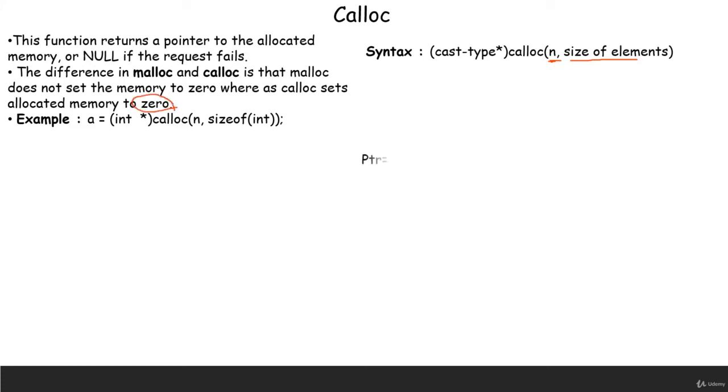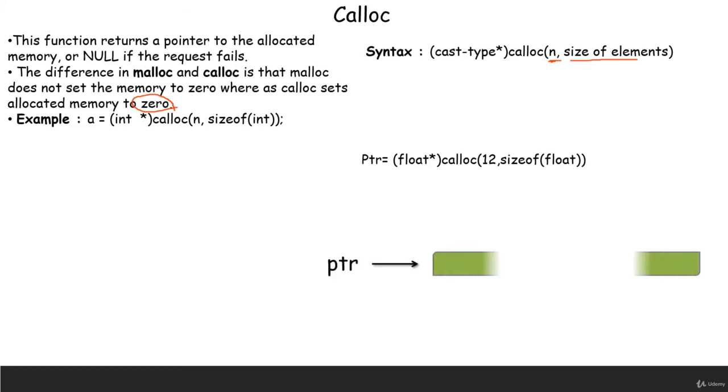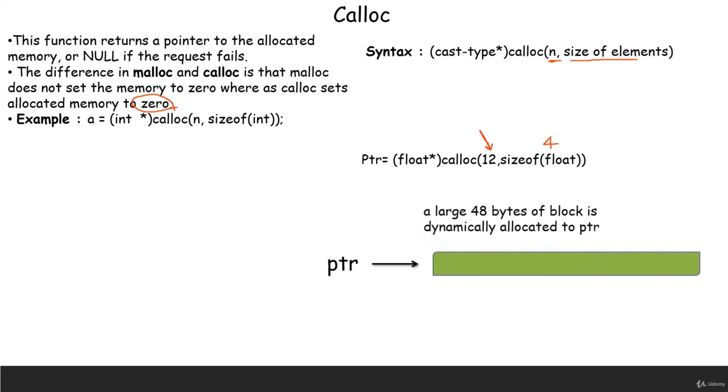Let's take an example: pointer = (float *) calloc(12, sizeof(float)). So what will it do? It will create a pointer which will be allocated some memory. But how many bytes of memory? 12. You want to store 12 float numbers, and the size of each float is 4 bytes. So 12 times 4 is 48 bytes. So a block of 48 bytes is dynamically allocated to the pointer.